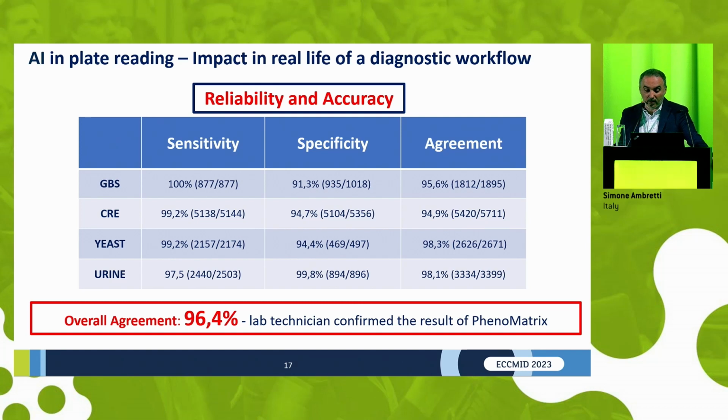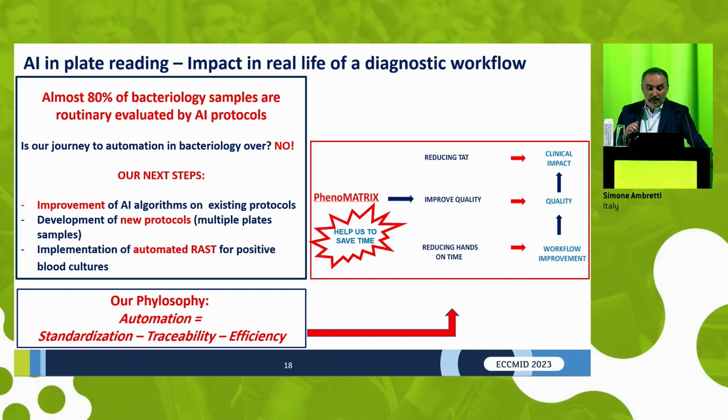All the protocols were implemented after a strict, careful validation process assessing the accuracy of these protocols. As you can see, the overall agreement was higher than 96%, and in particular for all surveillance protocols, we have a very high level of sensitivity and negative predictive value, as the risk of false negatives is near to zero. In conclusion, as I have shown in my talk, currently almost 80% of our bacteriology samples are routinely evaluated by AI protocols of Phenomatrix.